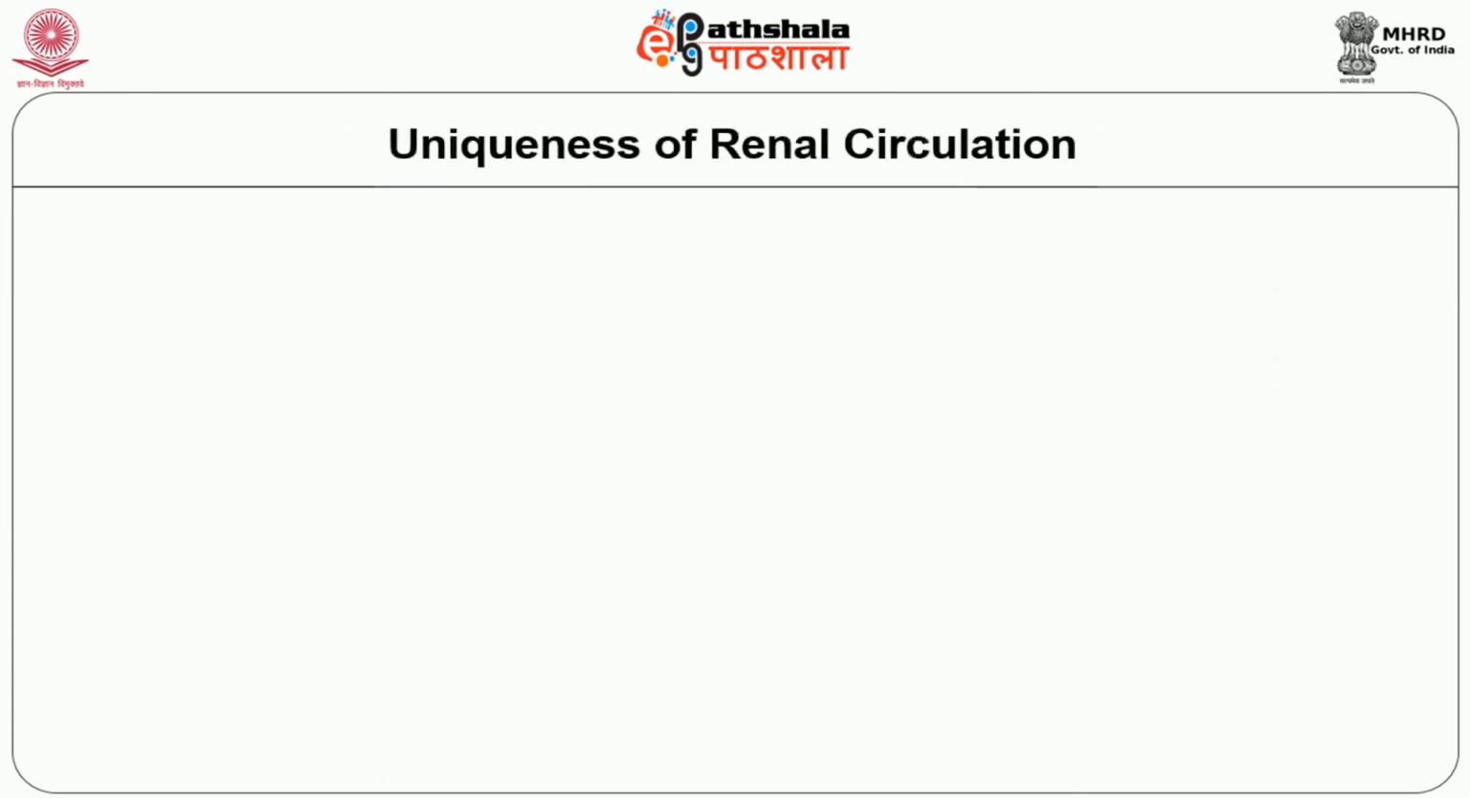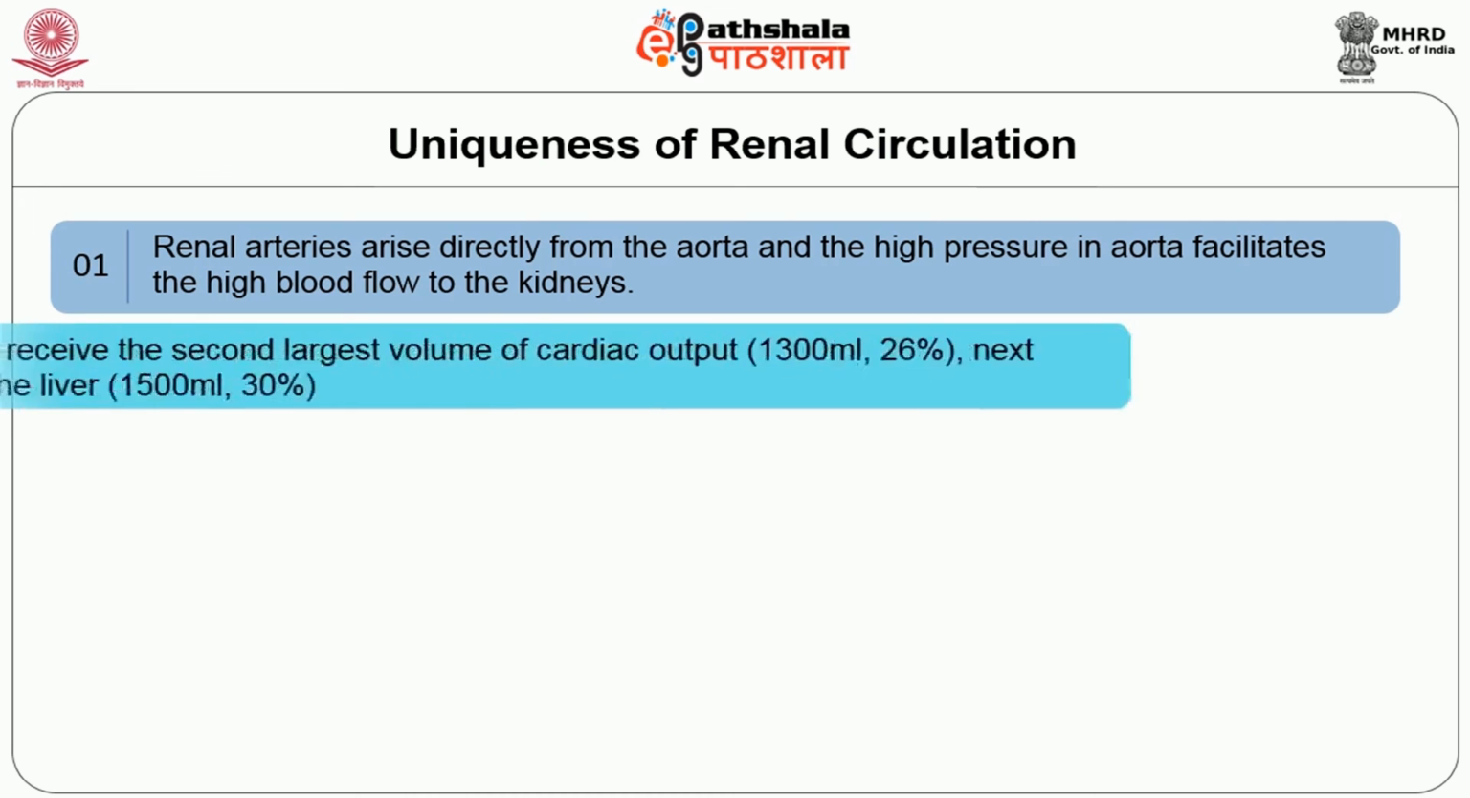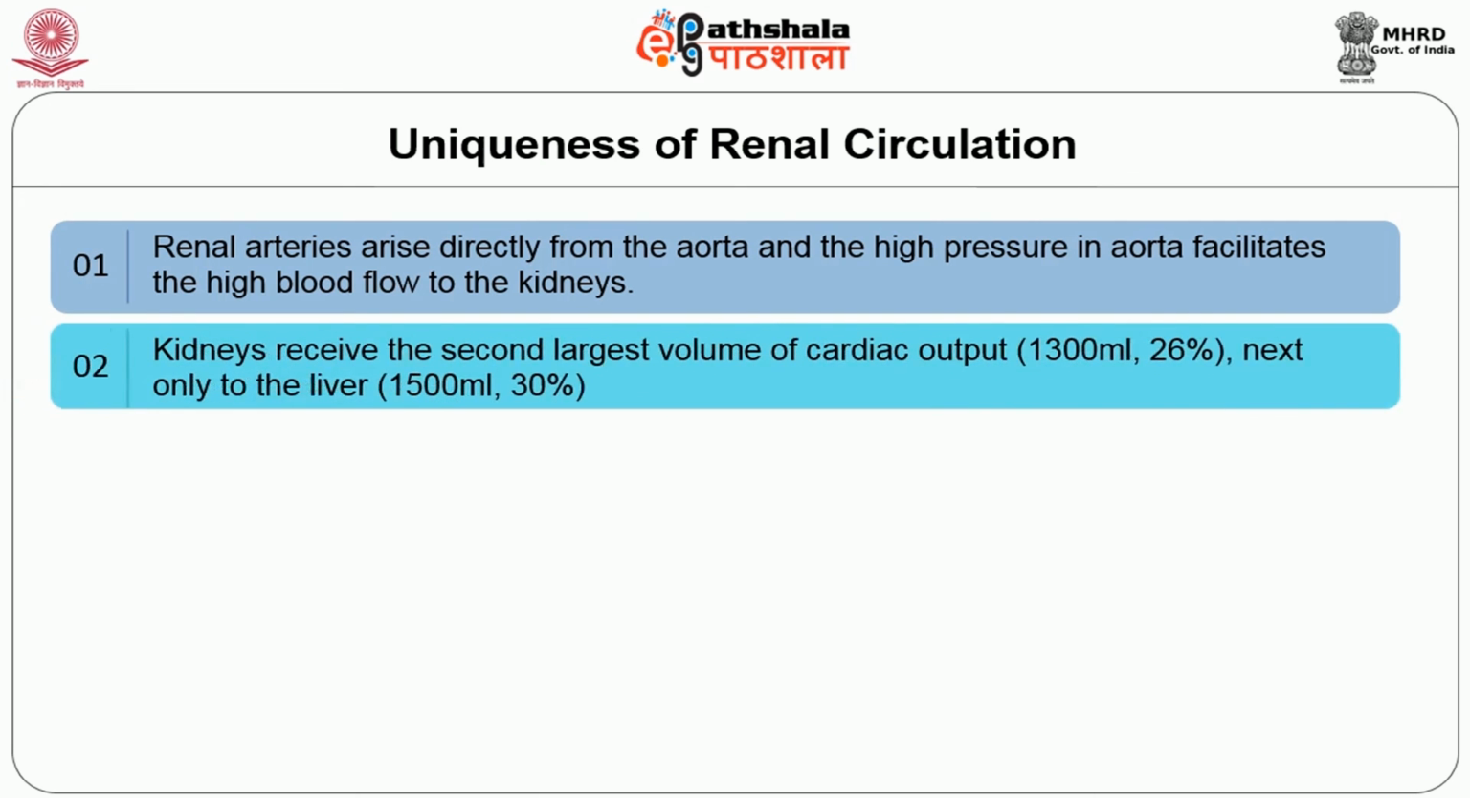Finally, let us understand about the uniqueness of renal circulation. The renal circulation is unique in that renal arteries arise directly from the aorta, and the high pressure in the aorta facilitates the high blood flow to the kidneys. Kidneys receive the second largest volume of cardiac output, that is 1.3 liters, 26%, next only to the liver, which receives 1.5 liters or 30%.